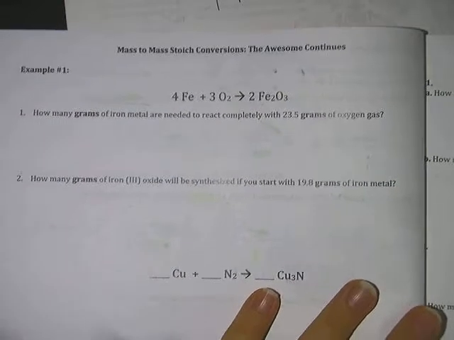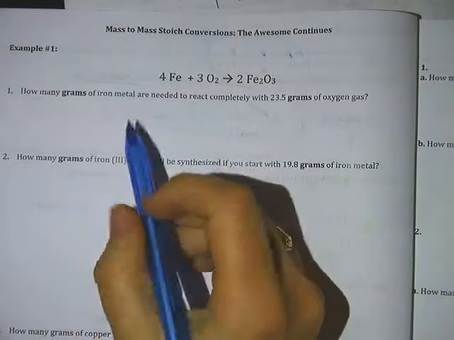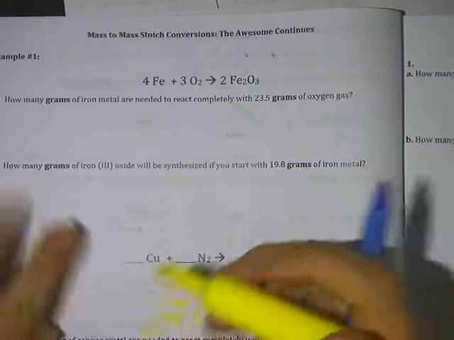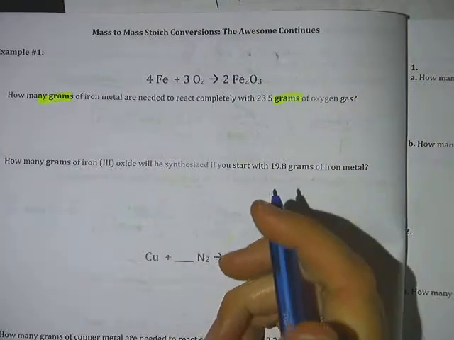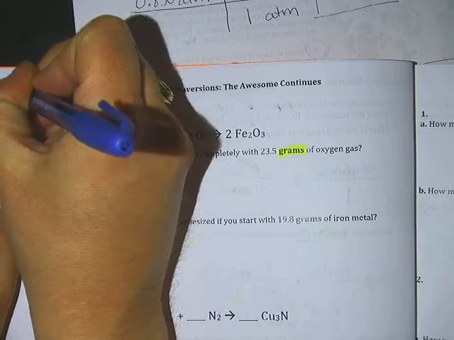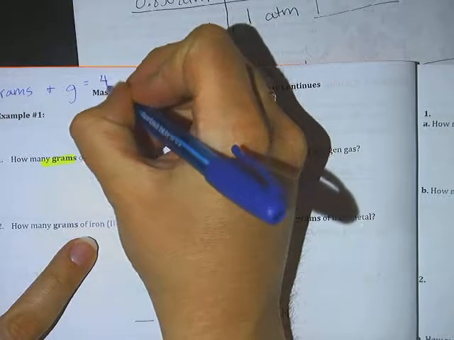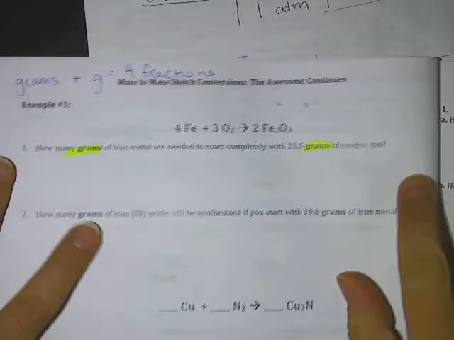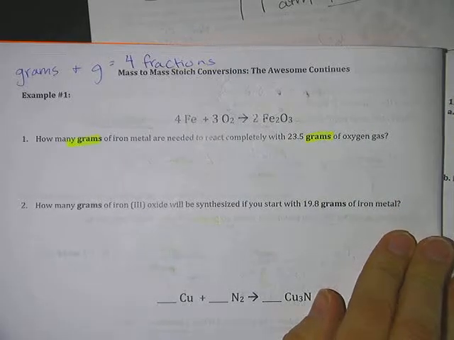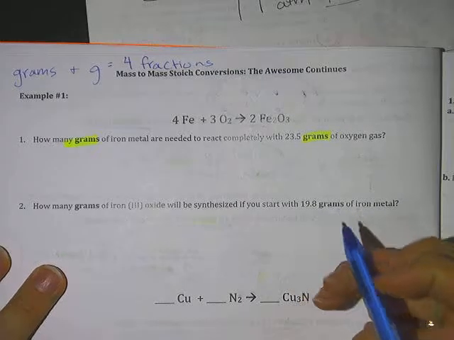So on page 14, if you notice, number 1 here has grams and grams. Ooh, that's new. Guess what, guys? When it's grams and grams, guess how many fractions you need? 4. You need 4 fractions. If you couldn't even do 3, you may want to consider coming to tutoring. Grams and grams is going to need 4.